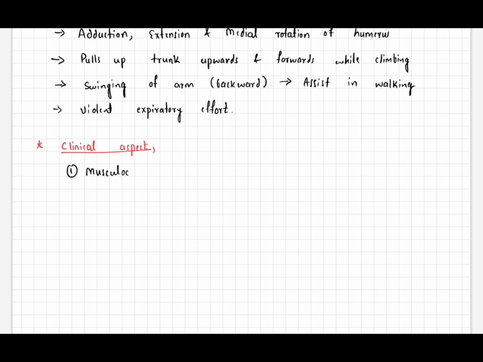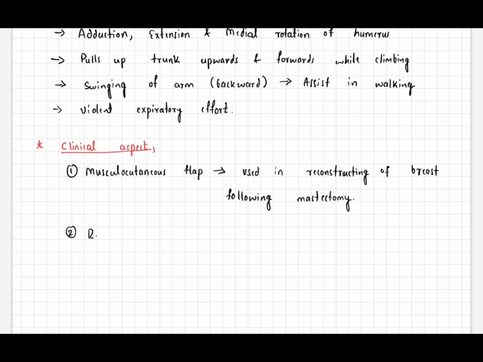Clinical aspect. Musculocutaneous flap of latissimus dorsi is often used in reconstructing a breast following mastectomy. The latissimus dorsi can be used as an autotransplant to repair a surgically removed portion of the heart, and it requires a pacemaker.